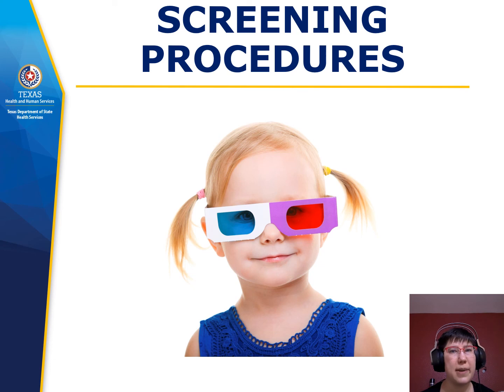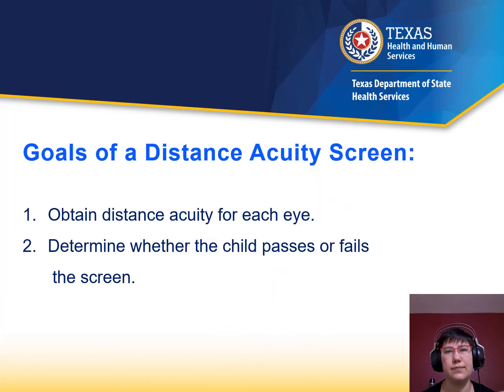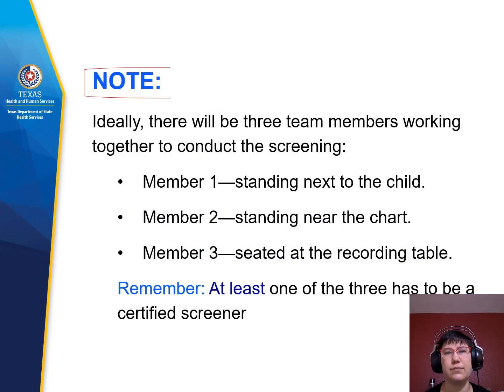So next we're going to talk about the screening procedures. The goals of our distance acuity screen is to obtain distance acuity for each eye individually. So you're not going to say bilaterally. You're not going to talk about that because you're not doing it together. And then you need to determine whether the child passes or fails the screen. Note, ideally you have 3 members. We've already talked about that, but at least one needs to be a certified screener.